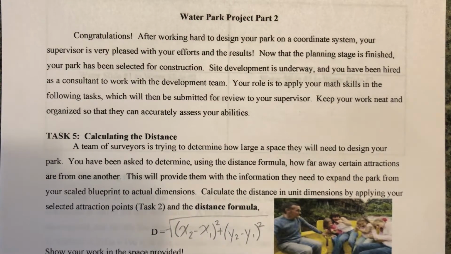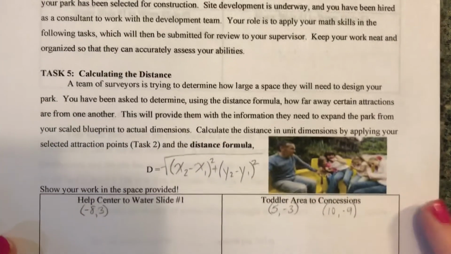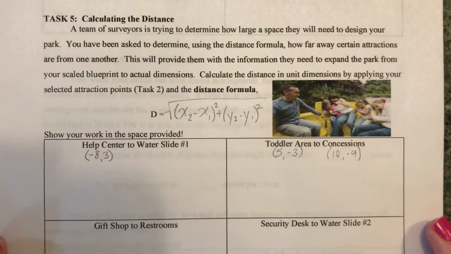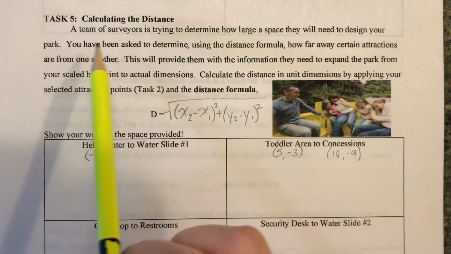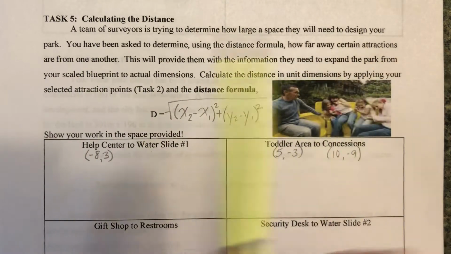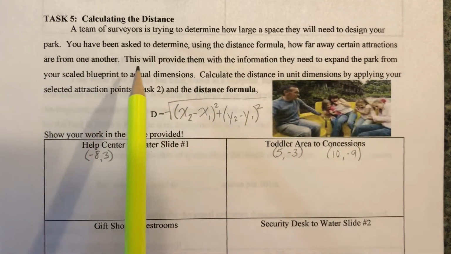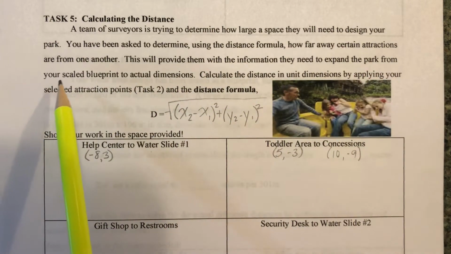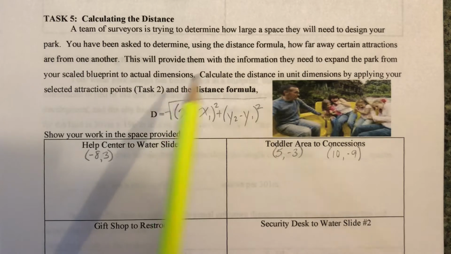In task 5, we're asked to calculate the distance from one point in your water park to another. You've been asked to determine using the distance formula how far away certain attractions are from one another. This will provide them with the information they need to expand the park from your scale blueprint to actual dimensions. Calculate the distance in unit dimensions by applying your selected attraction points from task 2.